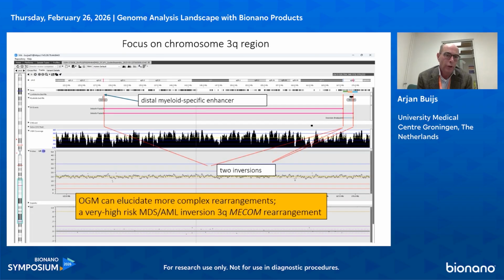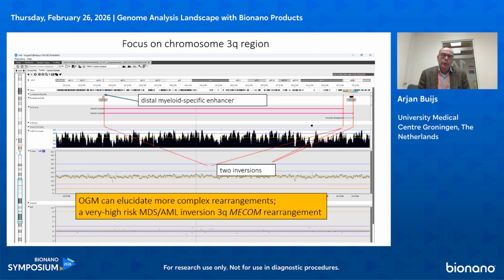And here we go, zoom into the OGM. What OGM shows, and we zoom into chromosome 3, the q arm. On the left you have the GATA2 locus, and on the right you have the MECOM locus. And what you see is that there's one big inversion, turning the GATA2 enhancer towards MECOM, but also on the right-hand side you have a smaller inversion with all the probes that we use for FISH, and that smaller inversion turns MECOM towards the myeloid-specific enhancer.